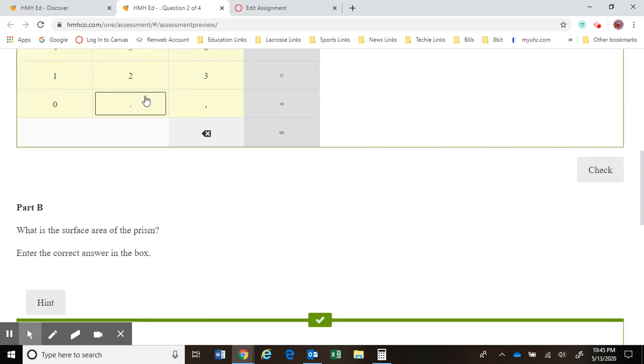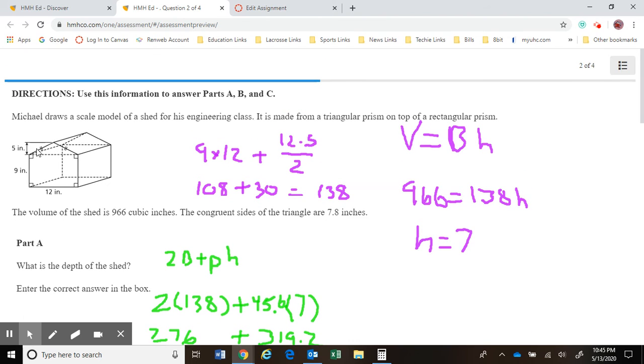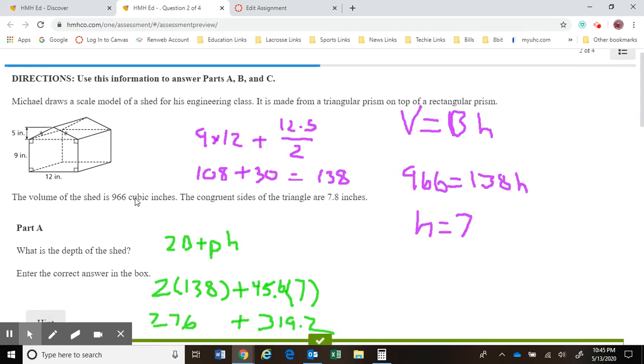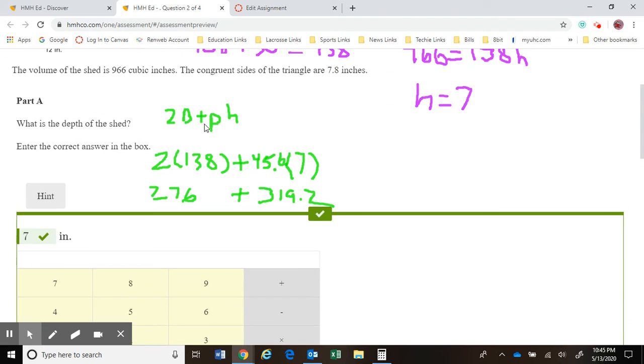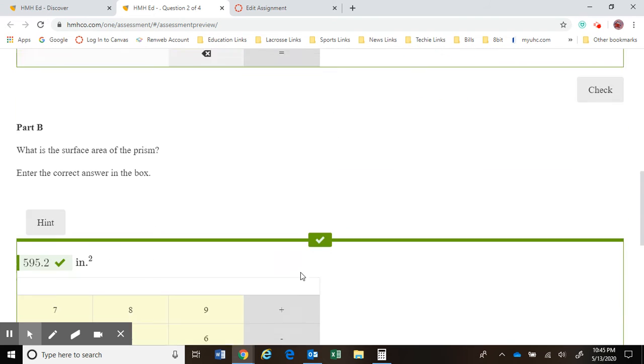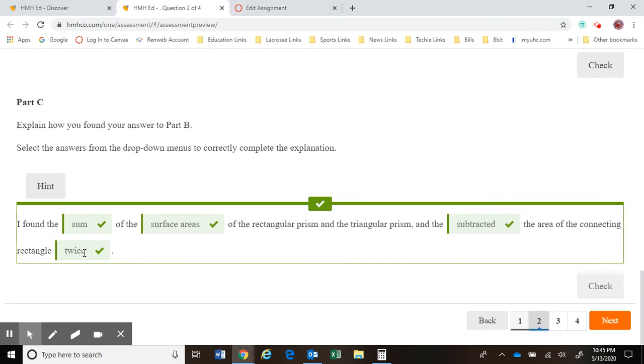I found the area of this bottom portion right here, because what they are having you do is find the surface area of the triangle, find the surface area of the box, and then subtract away the one square they have in common. But if we're using this formula here, 2 times area of the base plus perimeter multiplied times height, it kind of makes this bottom question a little bit weird. So I'm not going to really worry about it since that's the way I've been showing you. But I found the sum of the surface areas of the rectangular prism and the triangular prism, and then I subtracted the area connecting the two. That's another way you can do it.